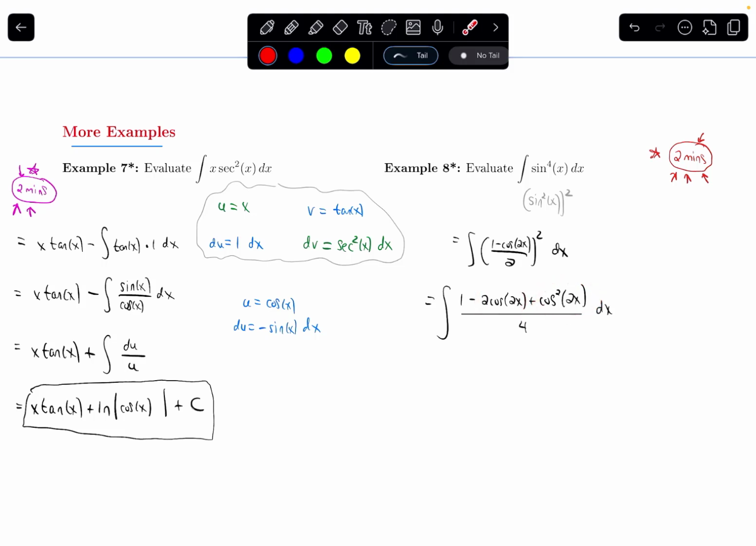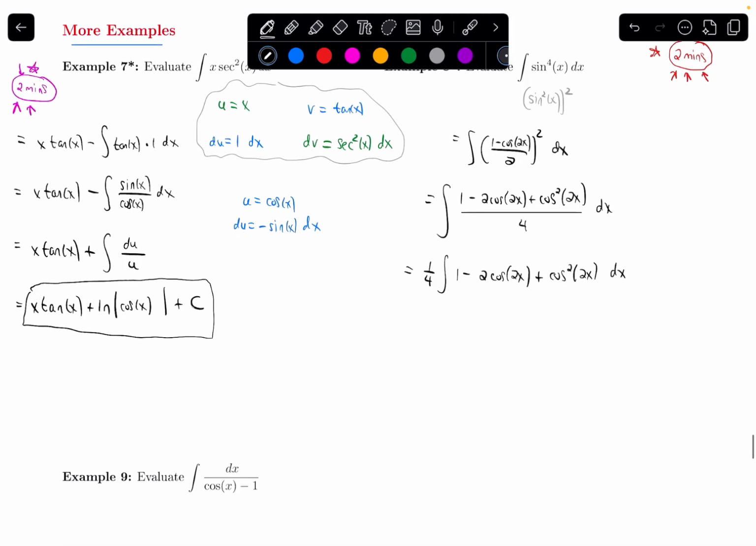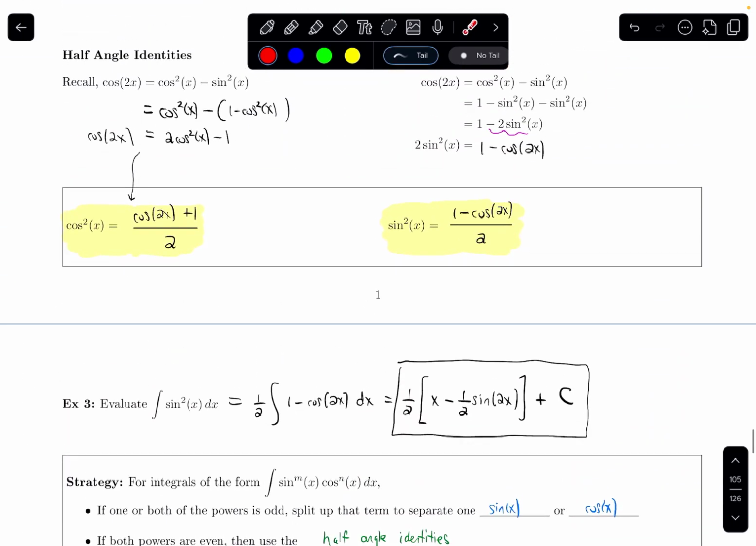So first, I'm dividing by 4. I can just pull that 4 in front because it's a constant dividing my function. When I do that, I get 1 over 4 in front. 1 over 4 times the integral of 1 minus 2 cosine of 2x, and then plus cosine squared of 2x dx. So we know how to do the antiderivative of 1 and of cosine of 2x. Cosine squared, well, for that I'm going to need those half angle identities again. So what was the identity for cosine squared of x?